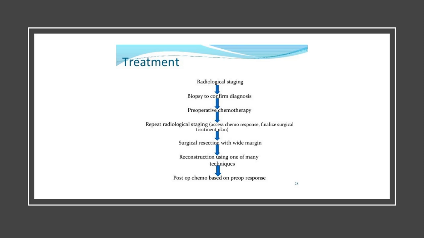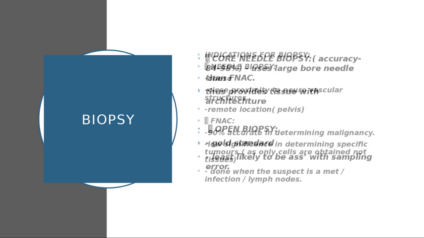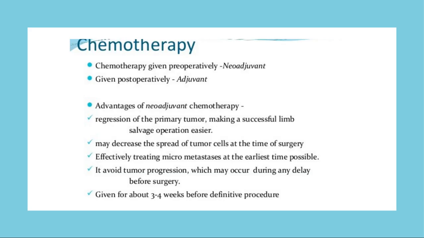Now, surgical treatment can take different forms as well. Let me probably go through this slide. I probably said most of this already. Chemotherapy, preoperative is neoadjuvant, postoperative is adjuvant. The advantage of neoadjuvant is regression of the primary tumor, right? So it makes whatever surgical procedure you're going to do easier.